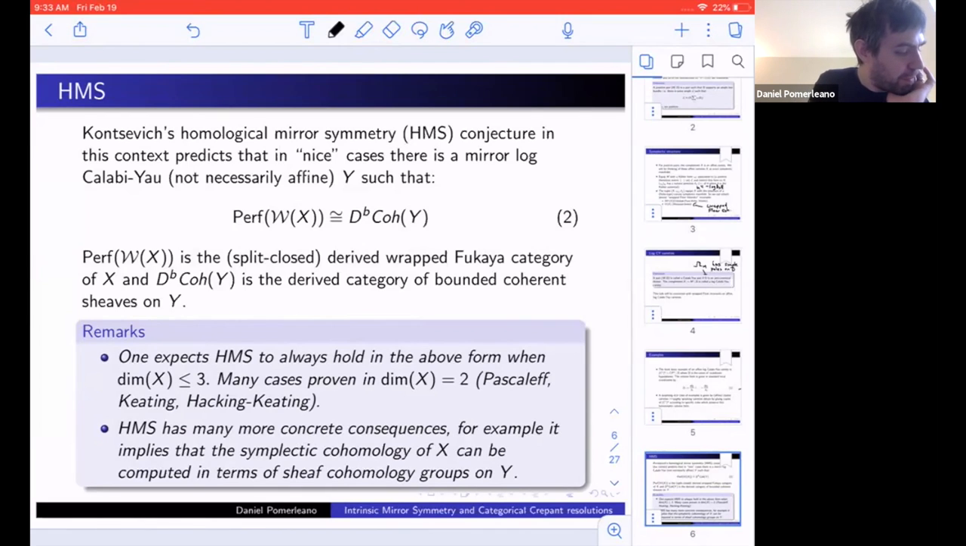So I know maybe a lot of people don't think too much about these categories, but I just want to mention that this mirror symmetry conjecture has actually more concrete consequences. For example, one thing that it would imply, if you can find a Y such that such an equivalence holds, is that you can calculate the symplectic cohomology of X, which is notoriously difficult to calculate. And you can calculate that in terms of some sheaf cohomology on the space Y, which, if you ask the right person, is usually easier than calculating symplectic cohomology.